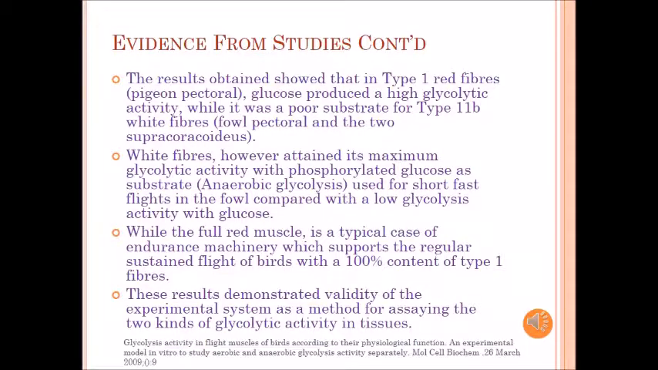Evidence from studies continued. The results obtained show that in type 1 red fibers, glucose produced a high glycolytic activity, while it was a poor substrate for type 2B white fibers. White fibers, however, attained their maximum glycolytic activity with phosphorylated glucose as substrate, used for short fast flights, compared with low glycolysis activity with glucose. The full red muscle is a typical case of endurance machinery, which supports the regular sustained flight of birds, with 100% content of type 1 fibers. These results demonstrated the validity of the experimental system as a method for assaying the two kinds of glycolytic activity in tissues.